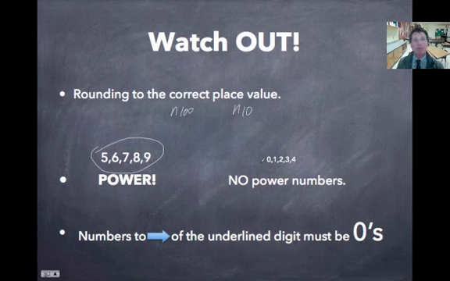They move the number in front of them. They have power. 0, 1, 2, 3, and 4, they don't move anything. They try, but they just can't. And then lastly, the numbers to the right of the underlined digits must be zeros. If you can watch out for those things that trip kids up, you're going to be good to go, guys.